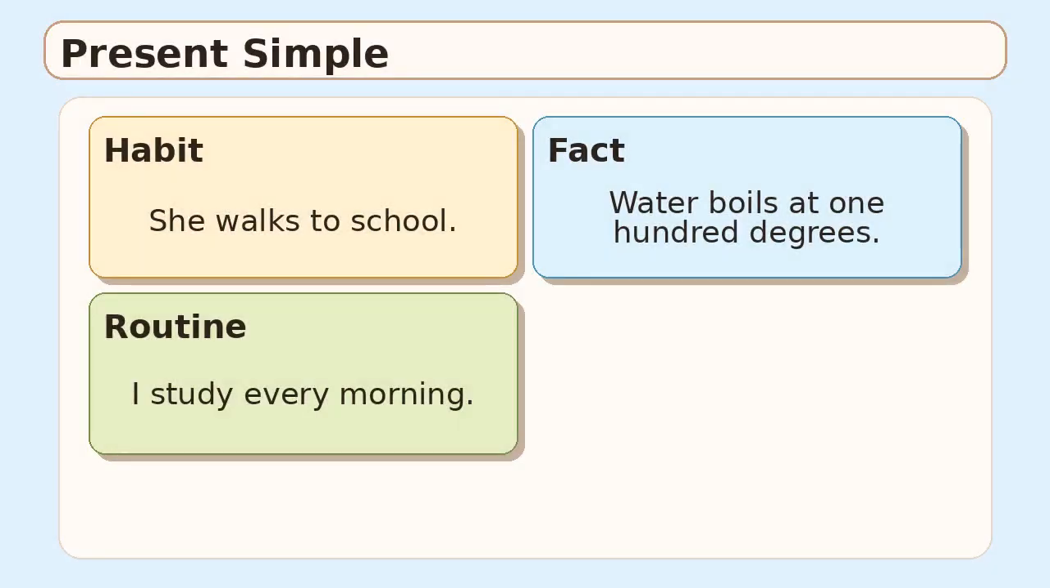The present simple is used for habits, facts, and routines. On the screen, "she walks to school" shows a habit because it happens regularly. "Water boils at 100 degrees" shows a fact because it is generally true. And "I study every morning" shows a routine because it happens again and again. So when we talk about repeated actions or general truths, the present simple is the natural tense to use.